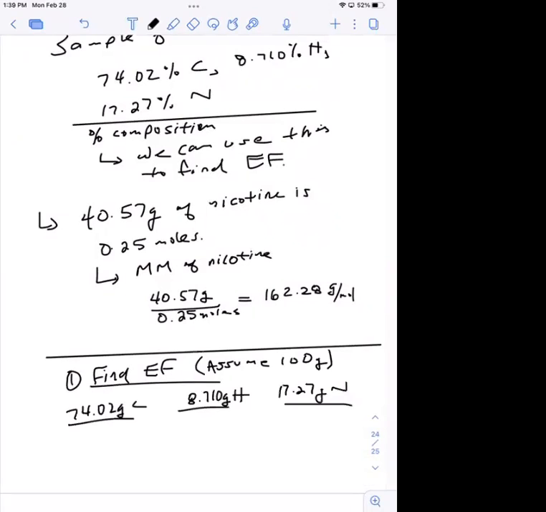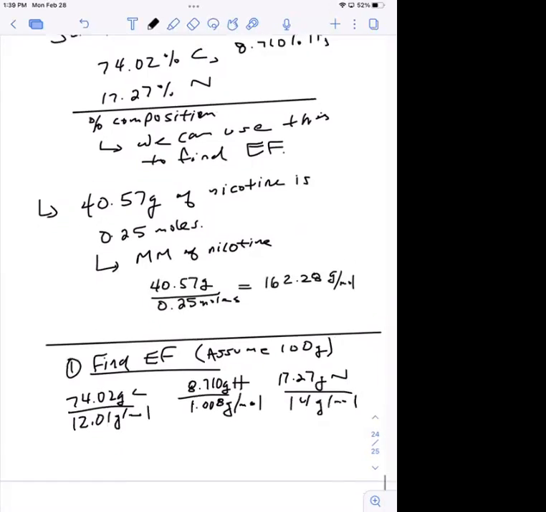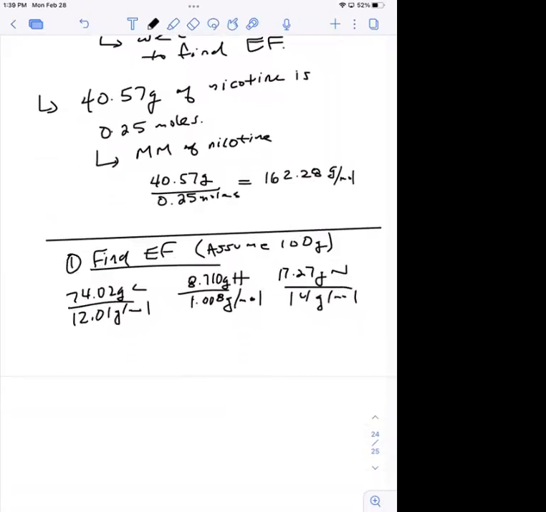Now we're going to just take these and divide them by what? The atomic mass. Yep. Grams per mole. And this is 1.008 grams per mole. And this is 14 grams per mole. All right. Can we get somebody to calculate that? One person calculate each one.